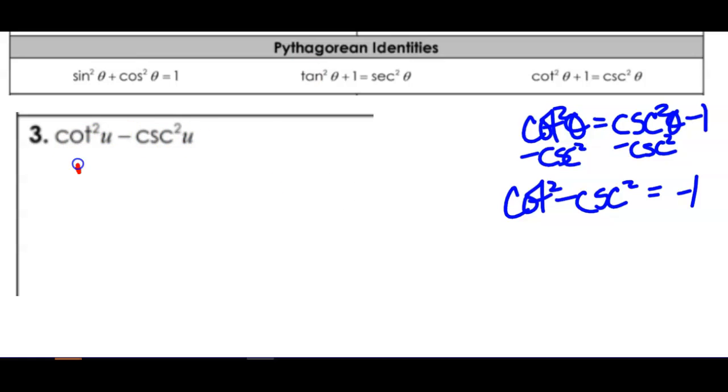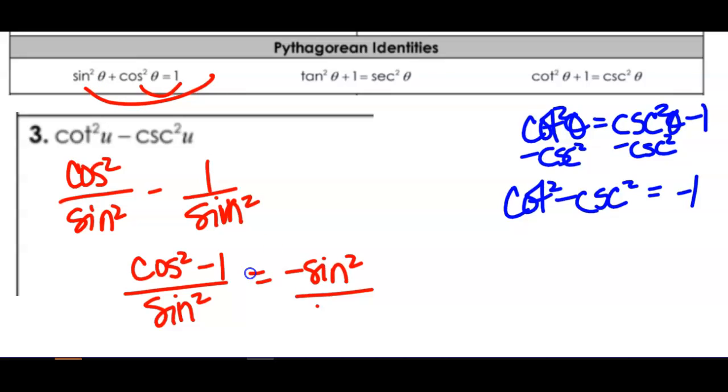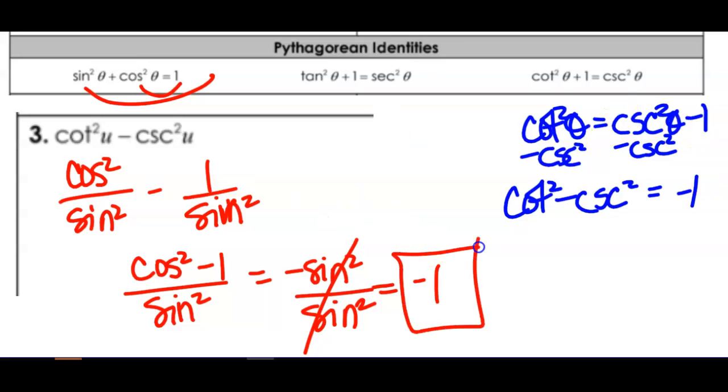I'm going to super fast show you what I did. I did cosine squared over sine squared minus 1 over sine squared. They had a common denominator, so I said cosine squared minus 1 over sine squared. And then I said, wait a minute, this guy, cosine squared minus 1, would be a negative sine squared. And then these divided out and I got -1. But this is fine. Either way you do it, it comes out -1. I'm just trying to show you that there's not always one way to get there.